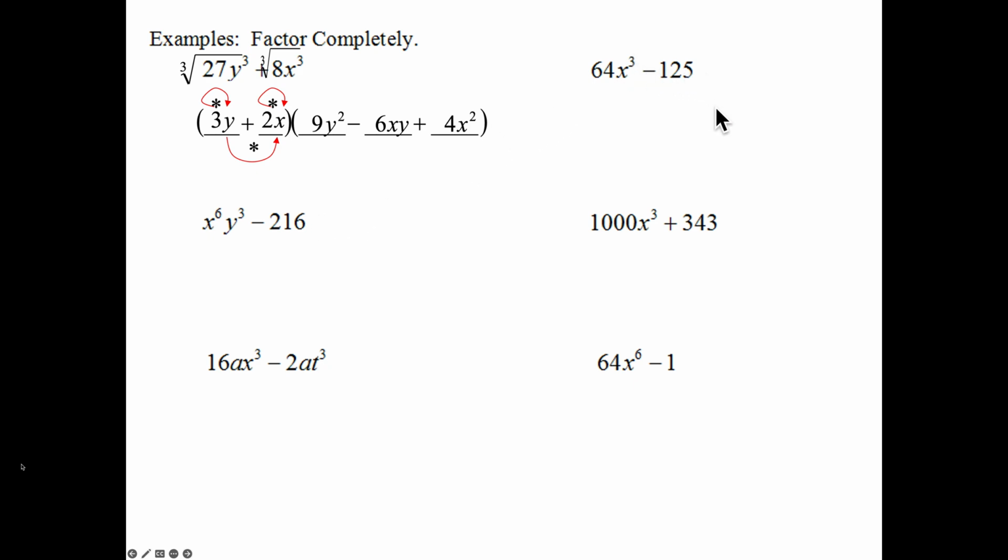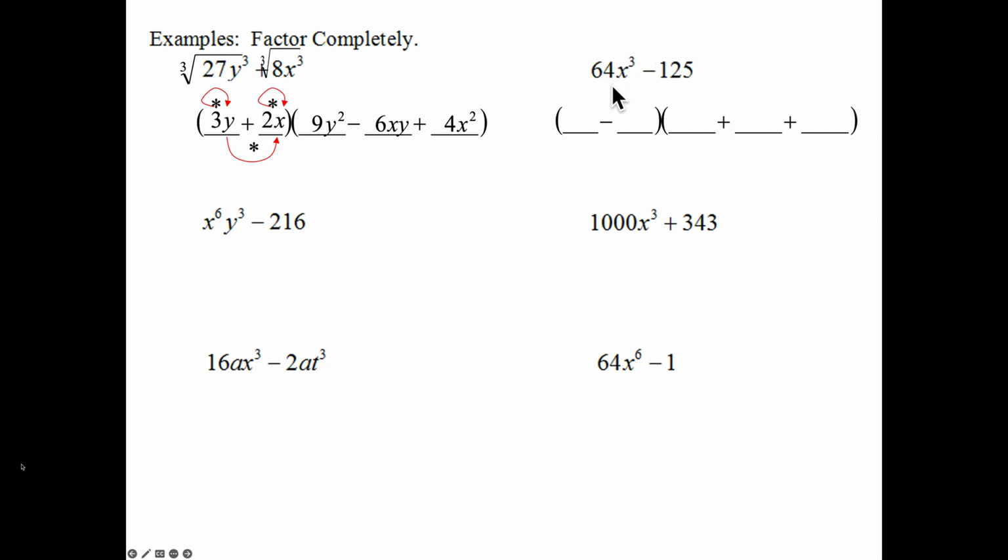64x cubed minus 125. 64, that's a perfect cube, 4 to the third power. 125 is a perfect cube, 5 to the third power. So binomial with the minus sign, trinomial with 2 plus signs. Remember, these two are always opposite of each other.